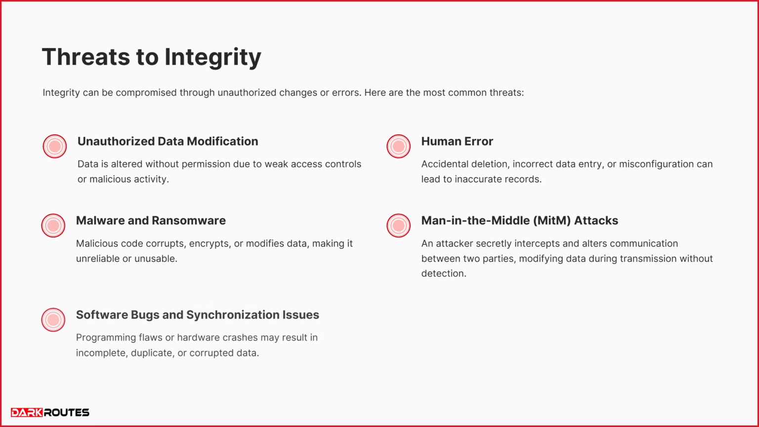Next, we have software bugs and synchronization issues. Not all integrity failures come from attacks. Sometimes it's your own system logic, like a bug that mismatches data across microservices or replication delays that override new data with older copies.